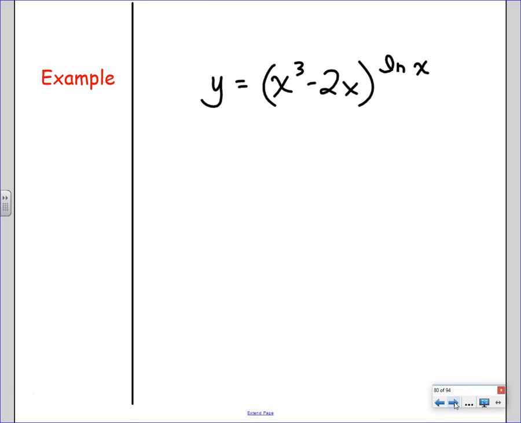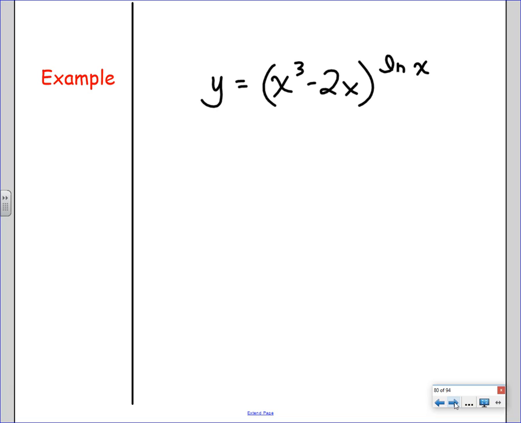Okay. Question. What rule would you need for this one? We need chain, but do we also need product? The ln x. Power, you would need variables to a constant, not a variable. B to the u, you would need a constant to a variable.